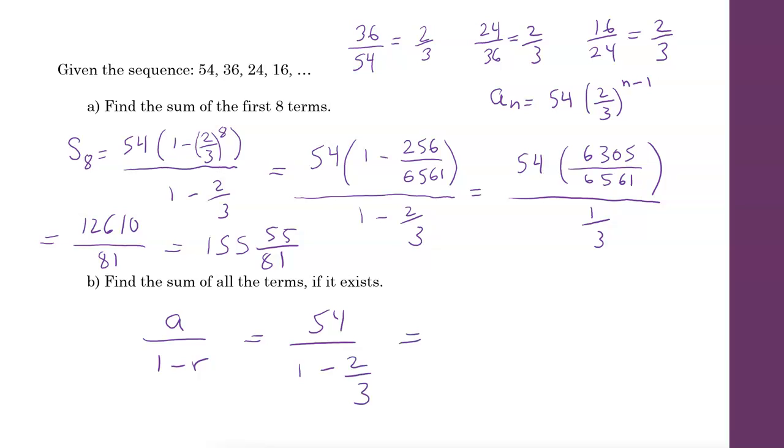That is 54 over 1/3, or 54 times 3. If I multiply by the reciprocal, that gives me 162. So if I took all the terms and kept adding them all the way to infinity, I would end up with 162. So that was a quick review of how the geometric sequences in series work. We're going to use that quite a bit throughout the semester.